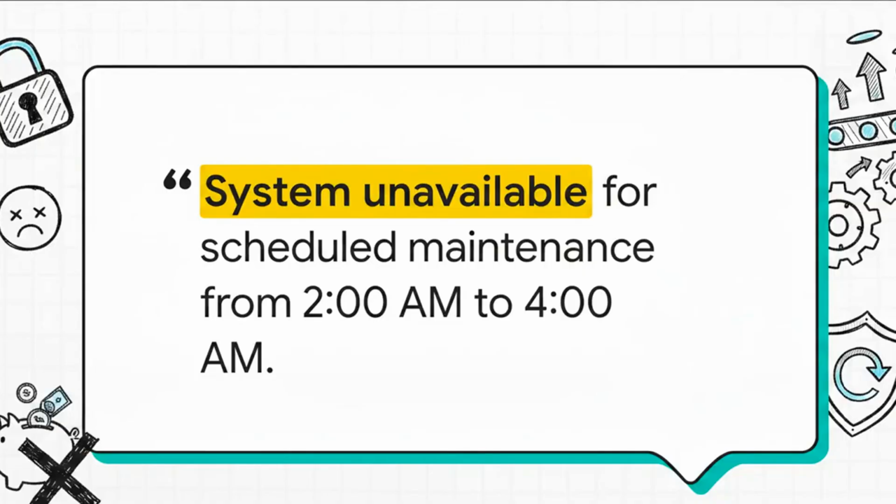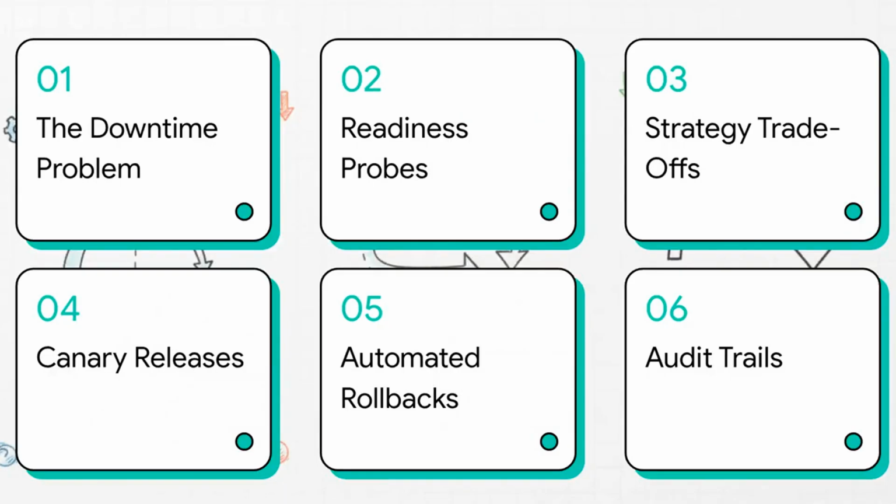So let me show you how elite teams deploy continuously. We're talking dozens of times a day without dropping a single user request, and definitely without sacrificing their weekends. So here is our SRE blueprint for today. We're going to cover the downtime problem, readiness probes as our safety net, deployment strategy trade-offs, Canary releases for measured risk control, GitHub Actions for automated rollbacks, and finally, audit trails and environment gates. Let's just dive right in.